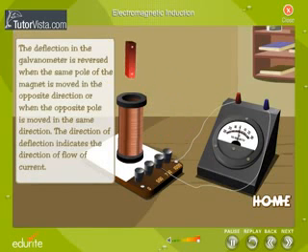The deflection in the galvanometer is reversed when the same pole of the magnet is moved in the opposite direction or when the opposite pole is moved in the same direction. The direction of deflection indicates the direction of flow of current.